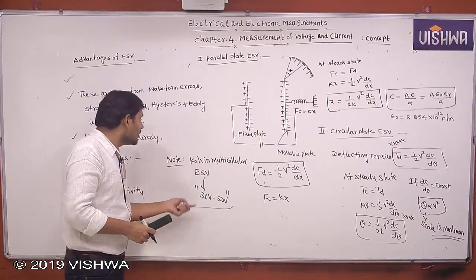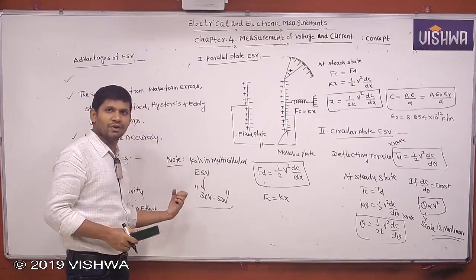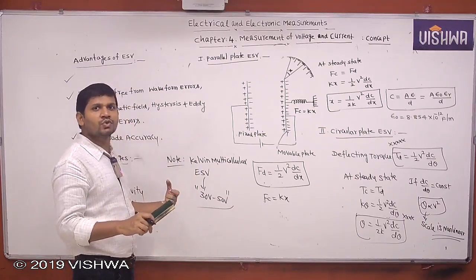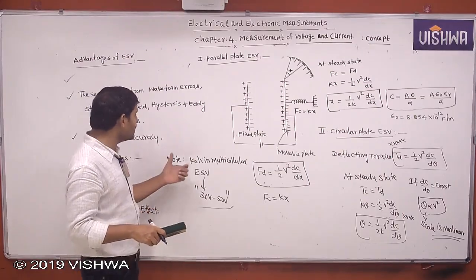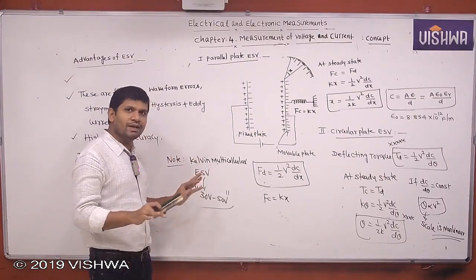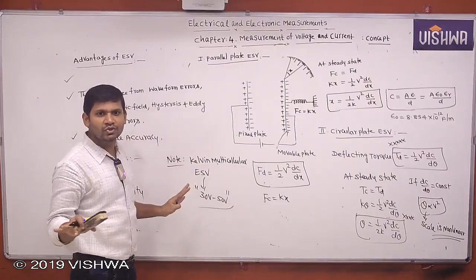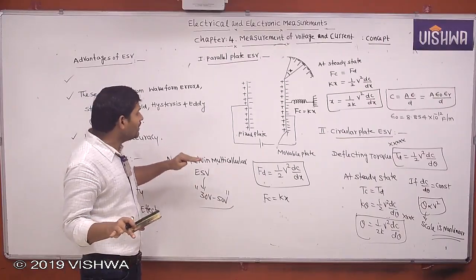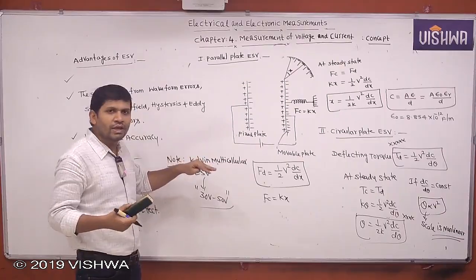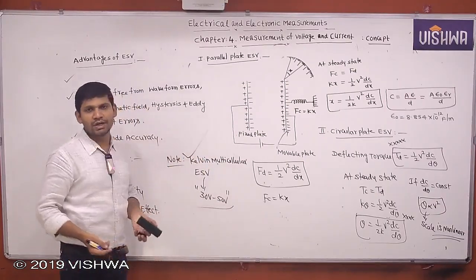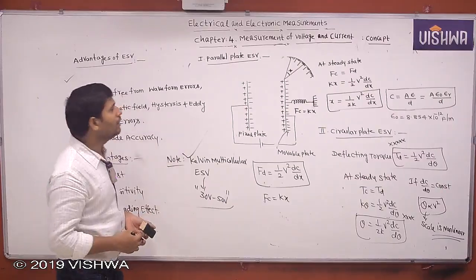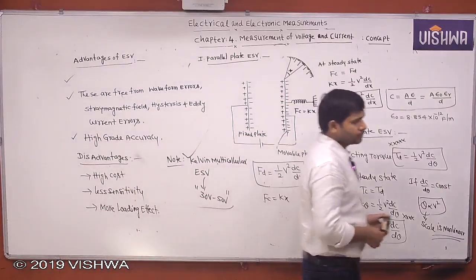This is having high sensitivity. Among electrostatic voltmeters, the one with high sensitivity is the Kelvin multicellular. But generally, electrostatic instruments are low sensitivity instruments. But if you want to measure very low voltages using electrostatic voltmeters, we can use this Kelvin multicellular electrostatic voltmeter. Okay, these points you remember.